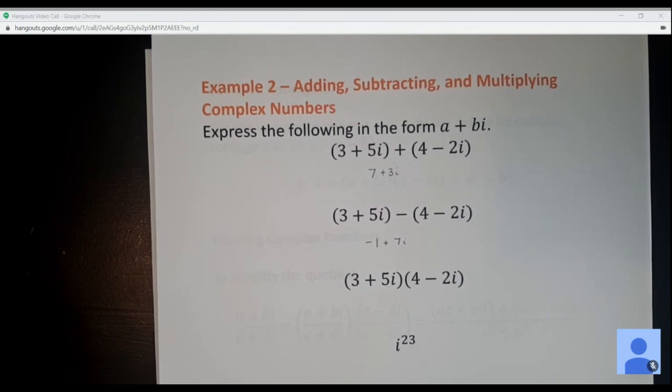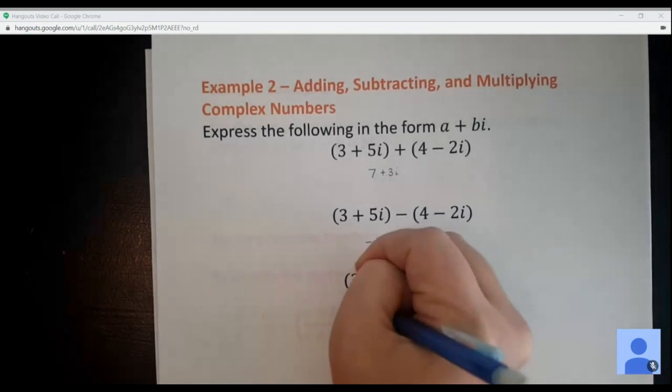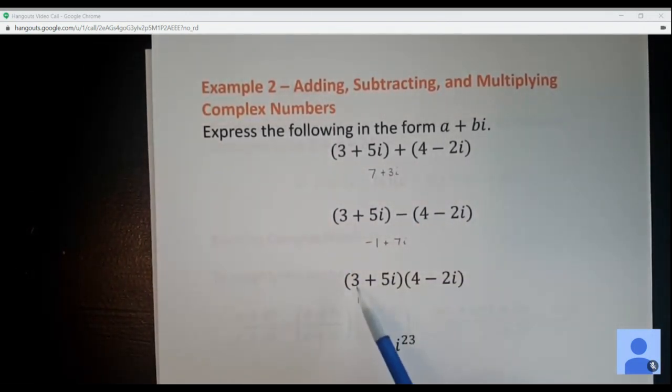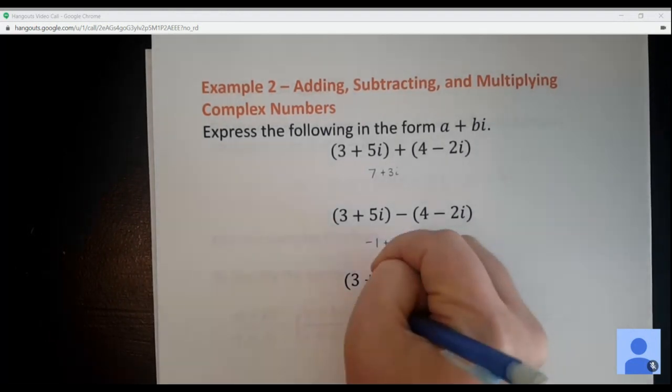All right. So now we have the multiplication down here. So again, we're going to use FOIL to do this. So if we start with our first terms, what are we going to get for the 3 times 4 part? Good. So 12. Now we can go to our outer terms. So that's going to be the 3 times the negative 2i, which will give us what? Good. Negative 6i.